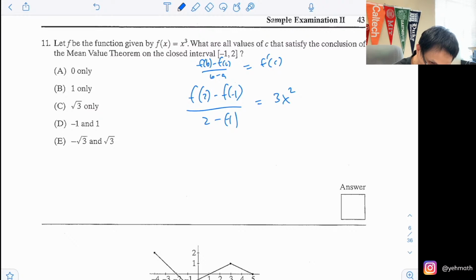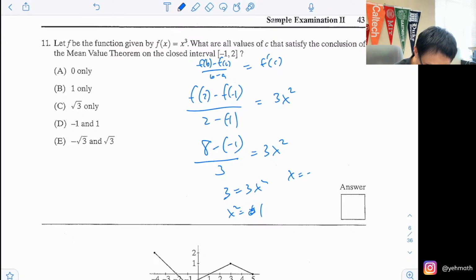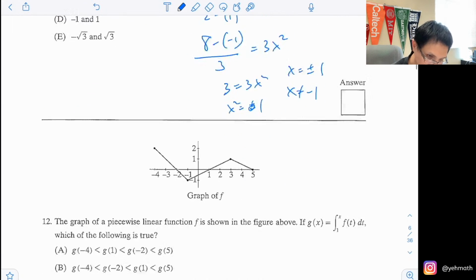So this one is going to be 8 minus -1 over 3 equal to 3x squared. So it'd be 9 over 3, so 3 equal to 3x squared. X squared equals 1. X equals plus or minus 1. So x cannot equal -1 because it's the endpoint, so x is equal to 1 only. So answer B. Yes. Very, very good question.